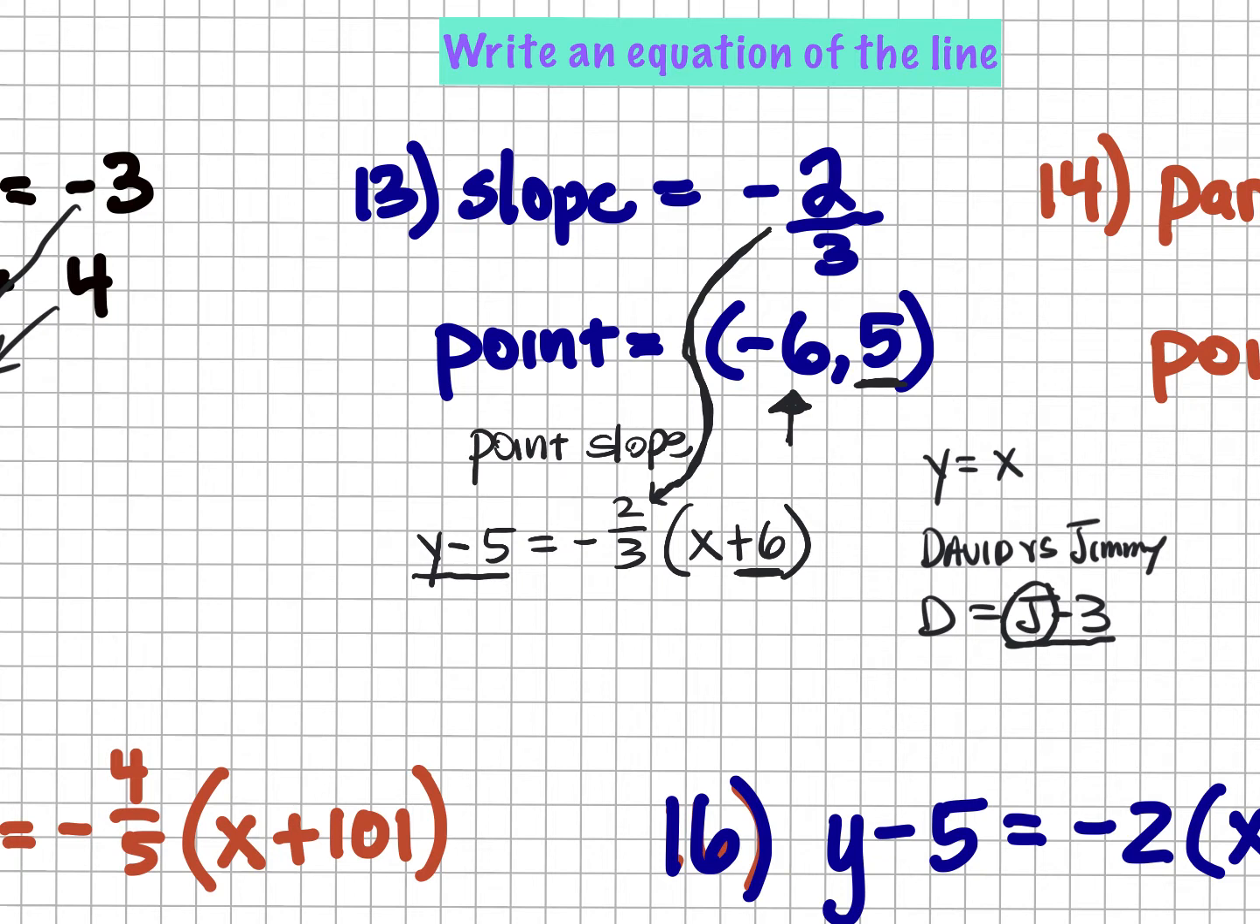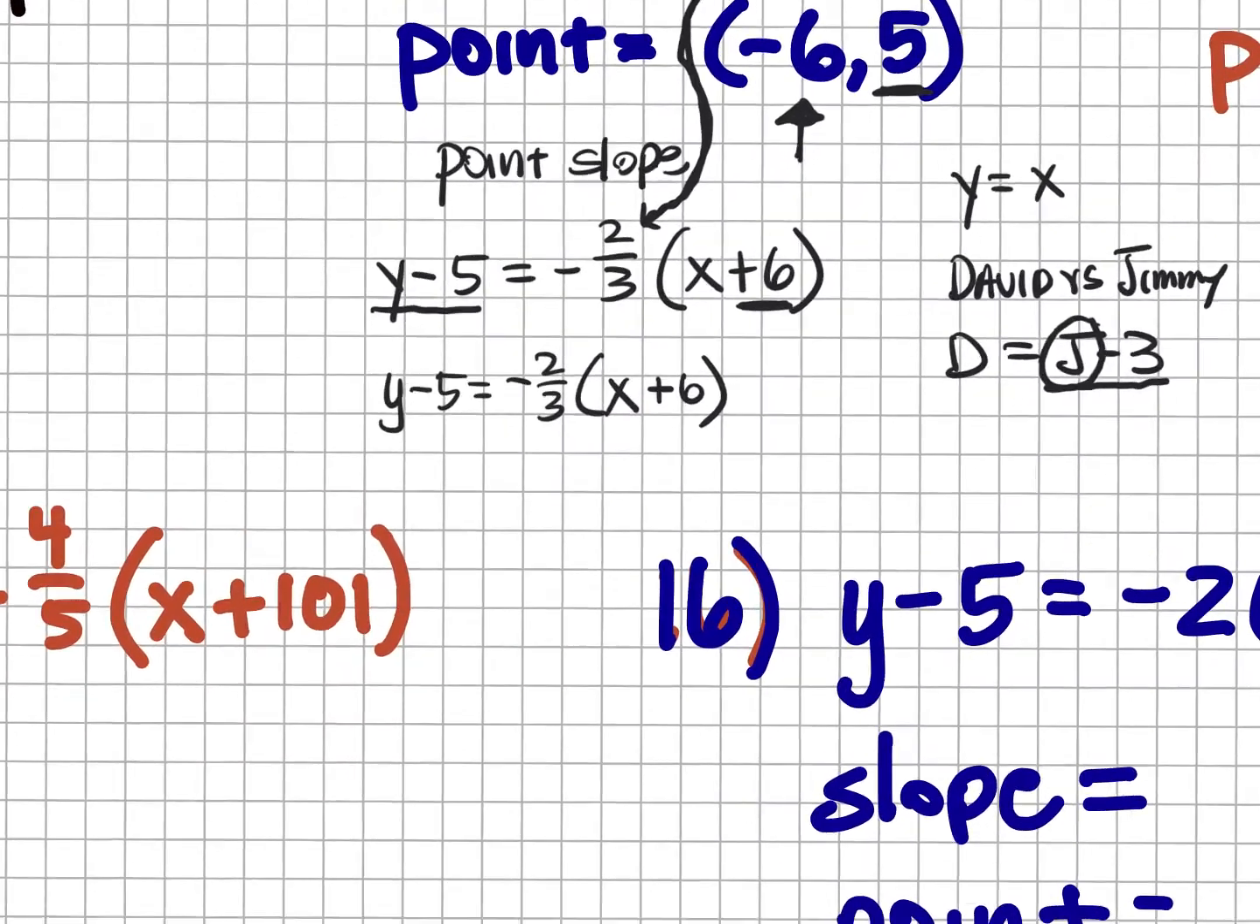I know it's pretty fast, but you can just say y minus the y equals the slope, and then parentheses x minus the x, but minus -6 is actually +6. So really quickly, you can do that.